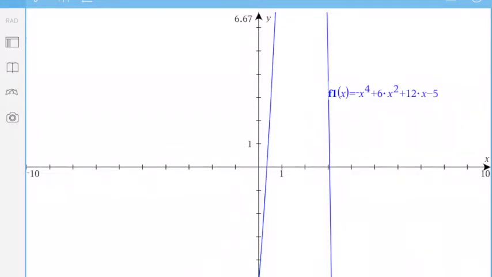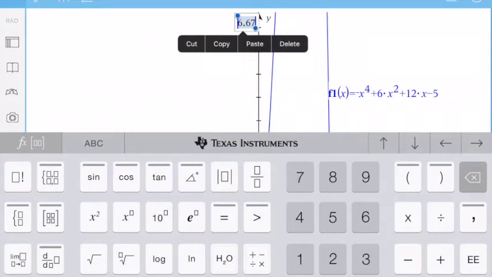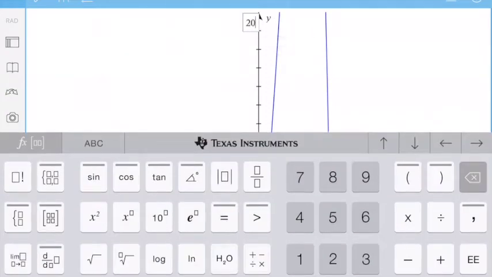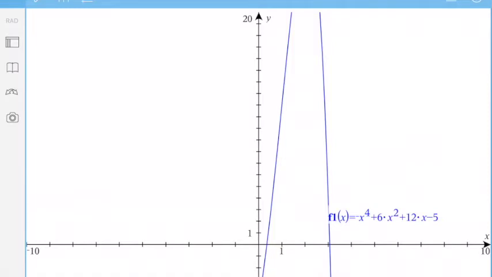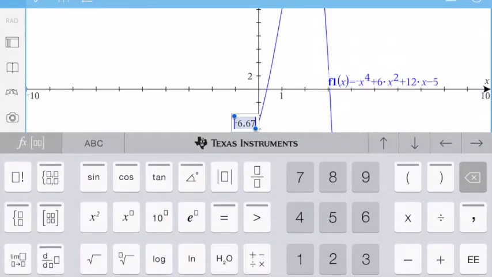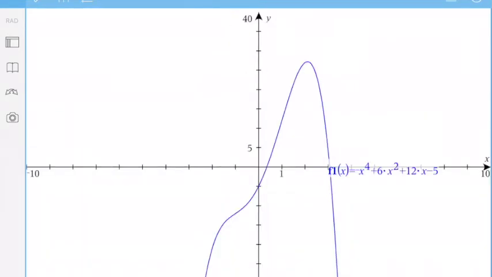So here's our graph, and remember how we can change? We can double click to go higher up. So let's go to 10. Let's try 20. Still not high enough. There we go. And let's go lower. So there's our graph. Looks like we have the x-intercept right in the middle.